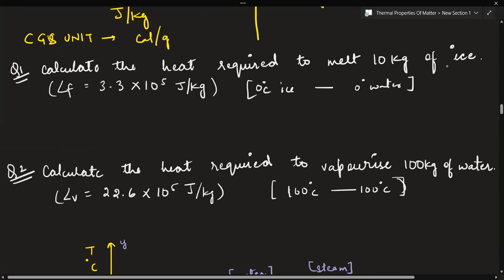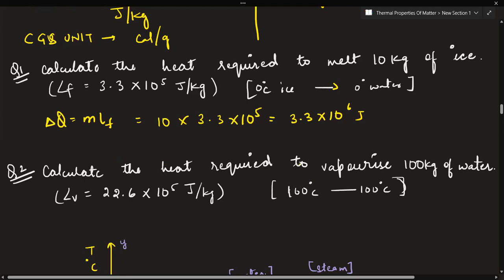Calculate the heat required to melt 10 kg of ice. If it is written melt 10 kg of ice, what kind of latent heat should I use? Latent heat of vaporization, sublimation, anti-sublimation, fusion? Fusion, exactly, because melting of ice is there, that is from solid ice at 0 degrees Celsius to water at 0 degrees Celsius. This will simply be MLF. So mass is 10 kg. LF is 3.3 into 10 to the power 5 joules per kg. So kg, kg will get cancelled. And finally, we will be left with 3.3 into 10 to the power 6 joules.